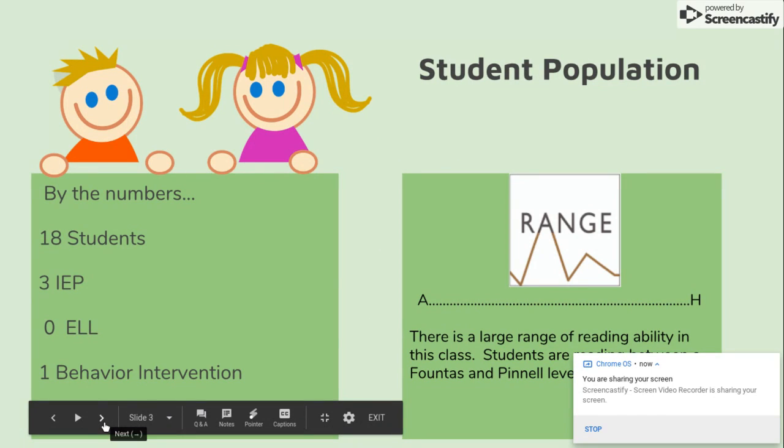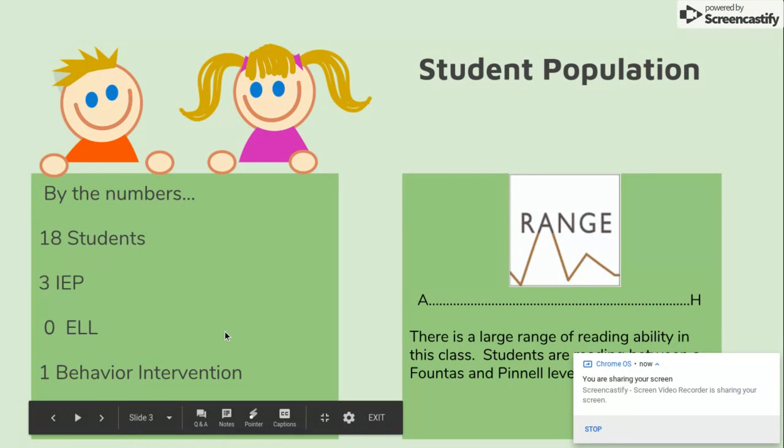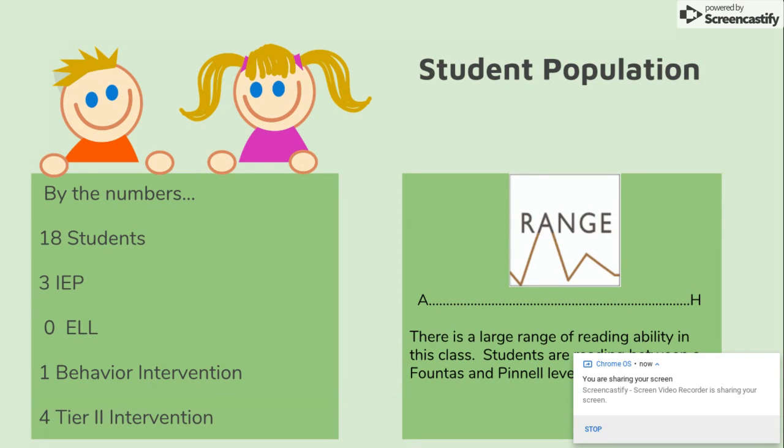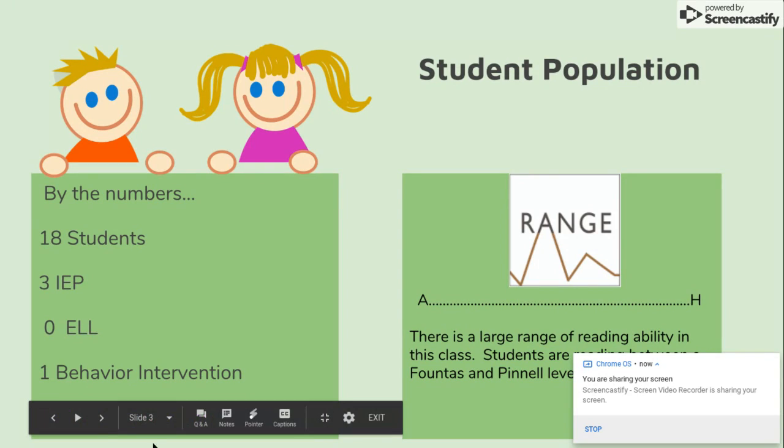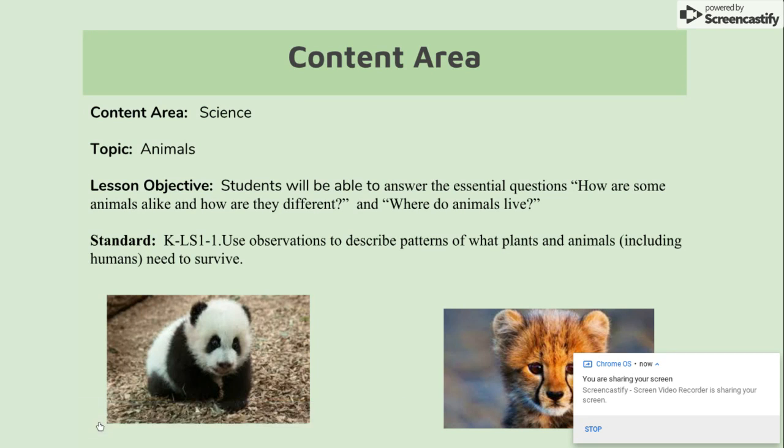The student population in the classroom that we worked with had 18 students. Three of those students had IEPs. There were no ELL students. One student had significant behaviors requiring intervention, and there were four Tier 2 students. There was a large range of reading ability in the classroom. Some students were still reading at a level A, creeping into B, and other students above grade level were reading at a level H. The content area we chose was science.